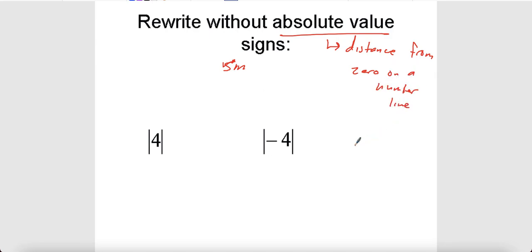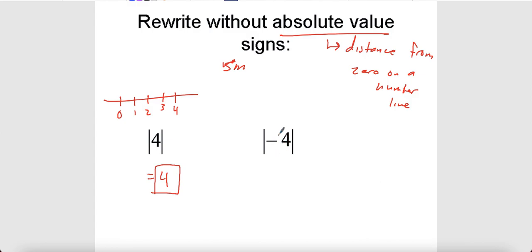So when we evaluate absolute value, we ask ourselves, what is this value's distance from 0? Well, if we're taking the absolute value of 4, if we were to visualize this on a number line, and there's 0 and here's 1, 2, 3, and 4, we can see that the distance away from 0 of 4 is 4.